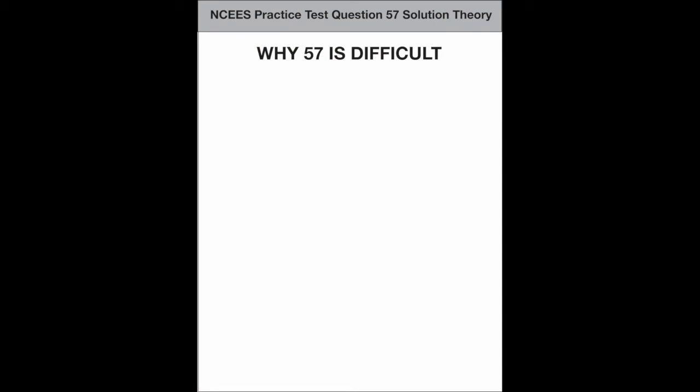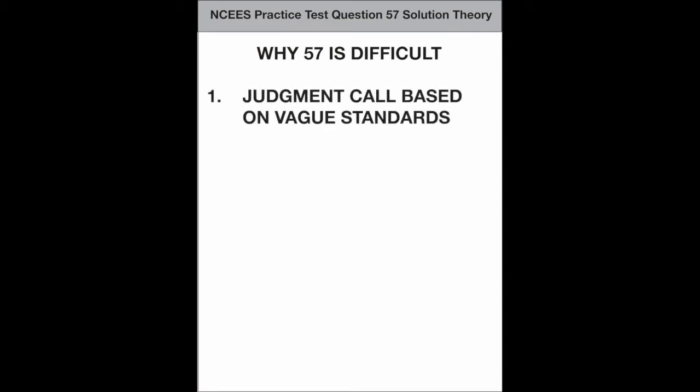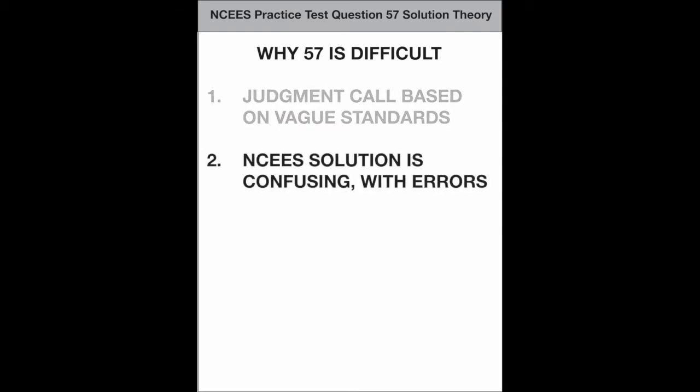Question 57 is difficult for two reasons. First, you'll have to make a judgment call based on vague standards. It demonstrates when using shortcuts won't get you close enough to the values needed. Second, the solution given by the NCEES is confusing, complicated, and contains errors.